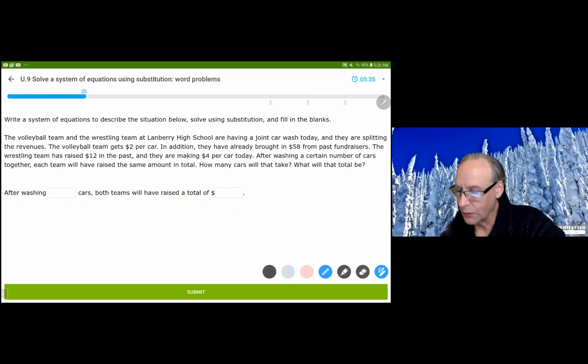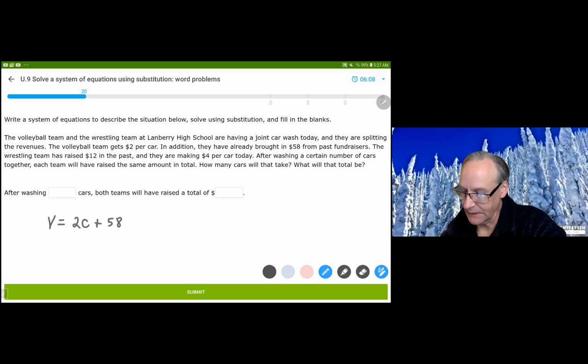Okay, joint car wash. Now this time we're actually talking about cars, and the volleyball team. V is the amount of money raised by the volleyball team, and they get $2 for every car they wash. This time the car is actually the variable, plus the $58 that they started with. Notice I wrote it in the order that it appeared in the problem.